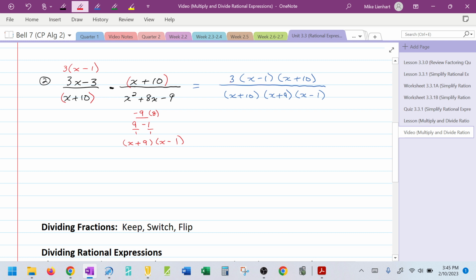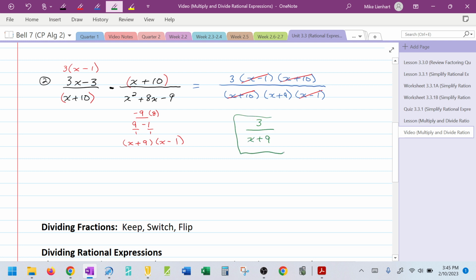I have a monomial of 3. There are no monomials on the bottom, so 3 is not going to cancel with anything. X minus 1 will cancel with x minus 1. X plus 10 will cancel with x plus 10, leaving me with a final answer of 3 over x plus 9.